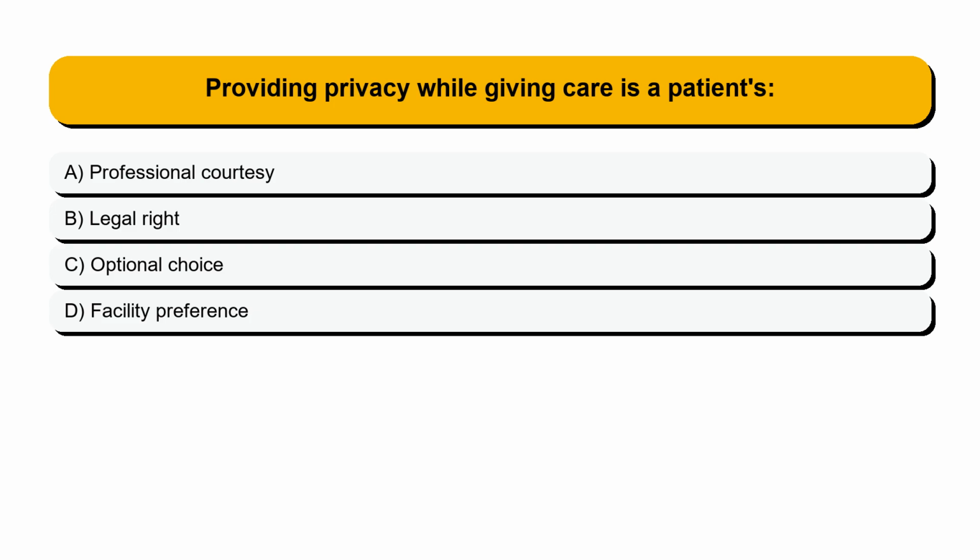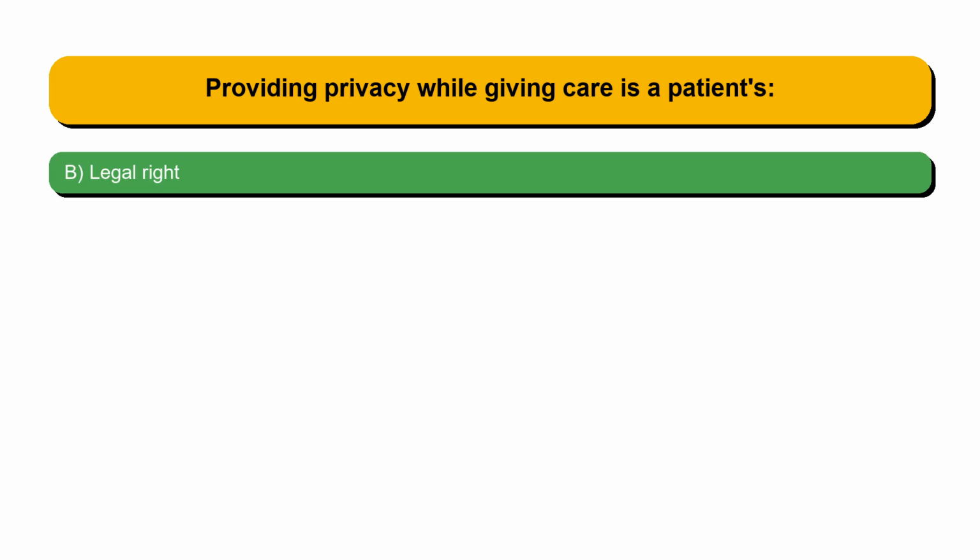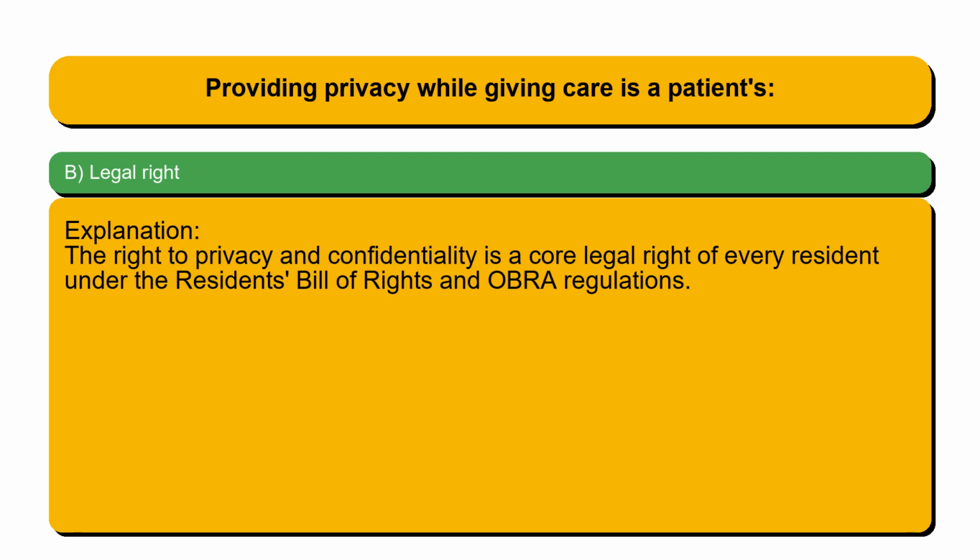Question 98. Providing privacy while giving care is a patient's option A, professional courtesy. Option B, legal right. Option C, optional choice. Option D, a facility preference. The correct answer is option B, legal right. The right to privacy and confidentiality is a core legal right of every resident under the Residents' Bill of Rights and OBRA regulations.